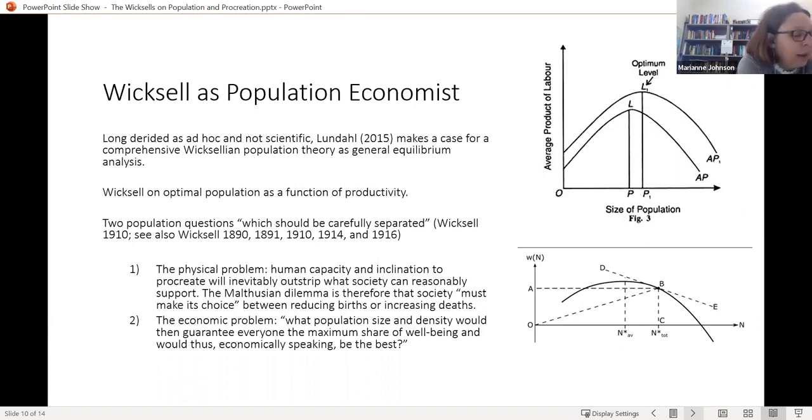Wicksell says rather than asking what maximum population can be supported at minimum subsistence, instead we ought to consider what population size and density would guarantee everyone the maximum share of well-being and would thus, economically speaking, be the best. He defined the optimum population as a point where any further increase in population would be met with a decline in average individual welfare. Alternatively, he explained this would occur when the diminishing marginal productivity of labor, from dividing fixed capital and land resources across more people, was equal to the gains accruing from the division of labor. So you've got sort of this balancing act.